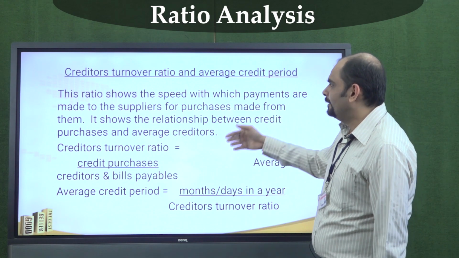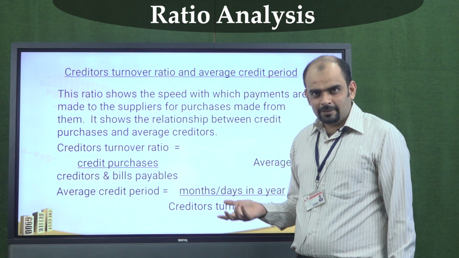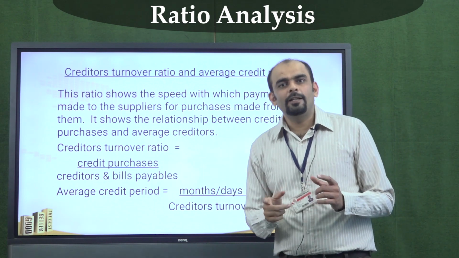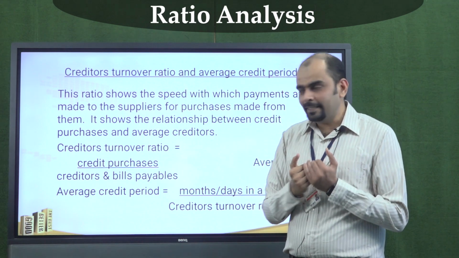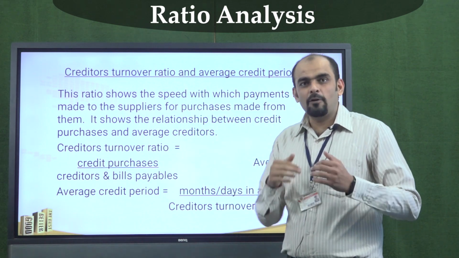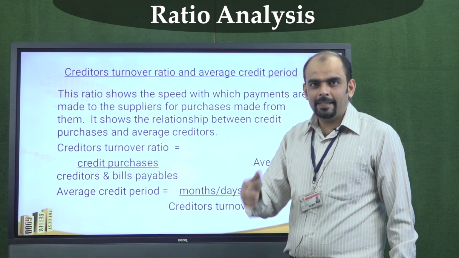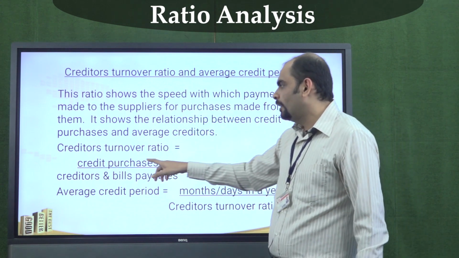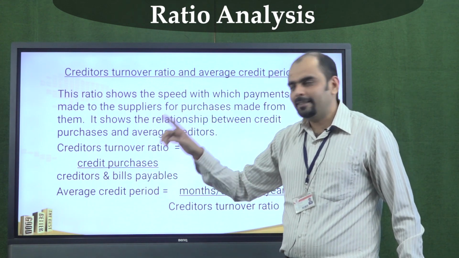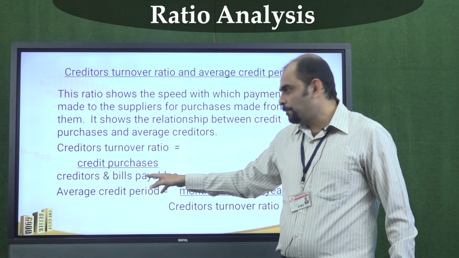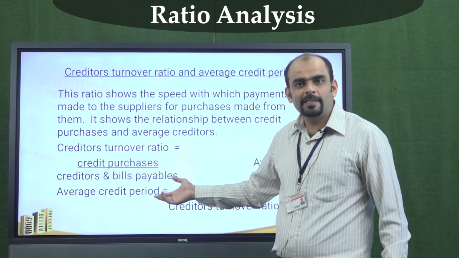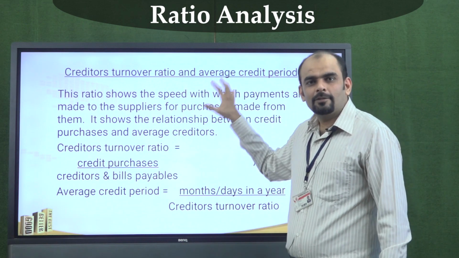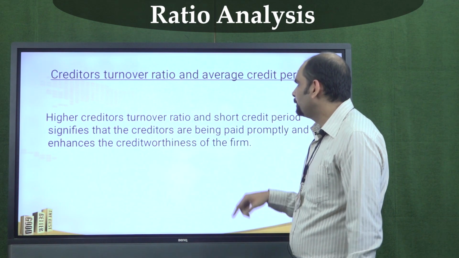Creditors turnover is the exact opposite of debtors turnover. In debtors, you have to calculate how well you are getting the money, and here it indicates how well you are paying the money. Right? Instead of sales, you will use the word purchase. Instead of debtors, creditors. Instead of bills receivable, you use the word bills payable. So almost the working remains the same.